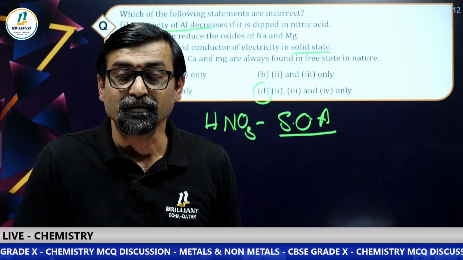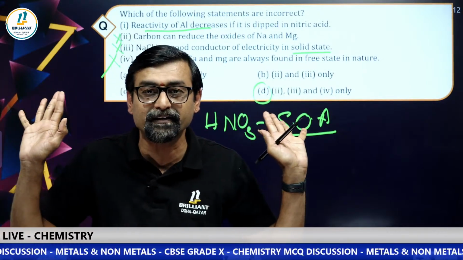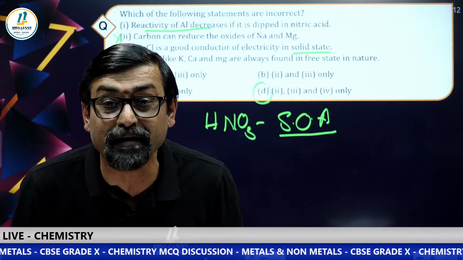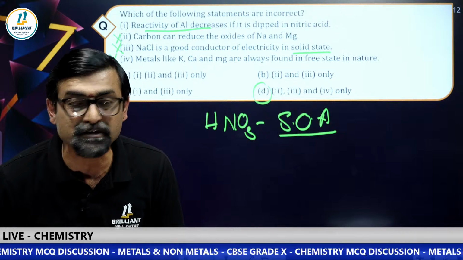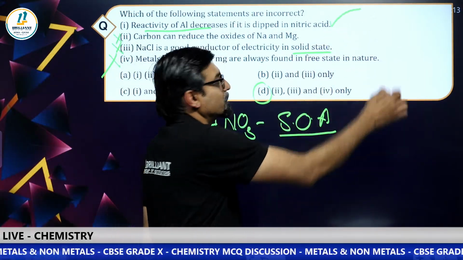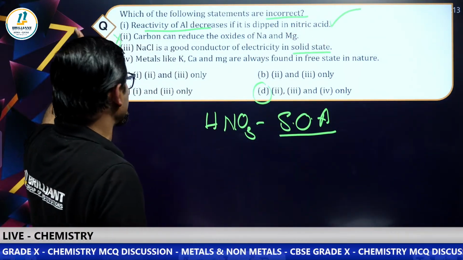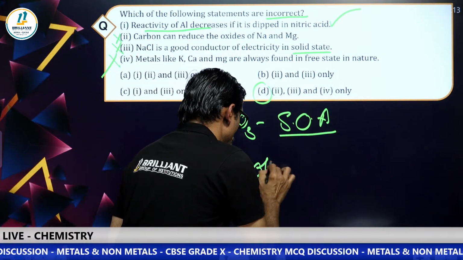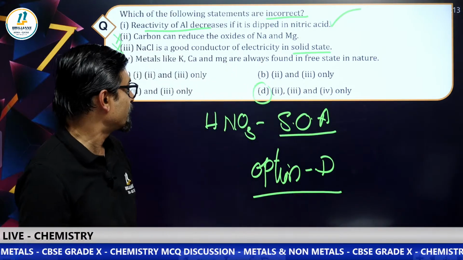Here we can see some children also like aluminum who are slowly only listening, spectators. We want active participation like sodium, potassium, calcium. So here aluminum decreases its reactivity because of nitric acid, its oxidizing agent. So that is the right statement. So what do we need to select here? The incorrect one. So options 2, 3, 4 are the wrong options and the right option is option D.